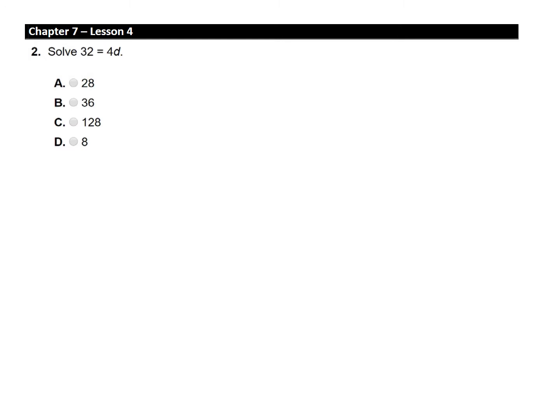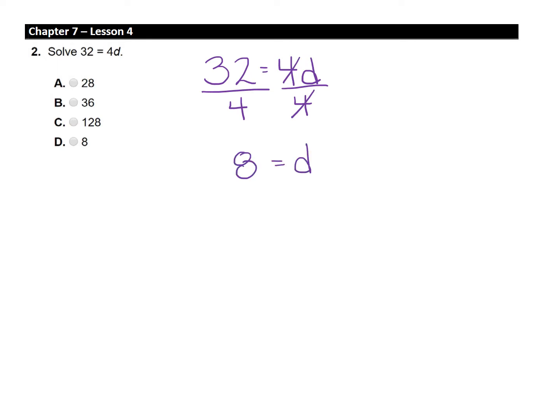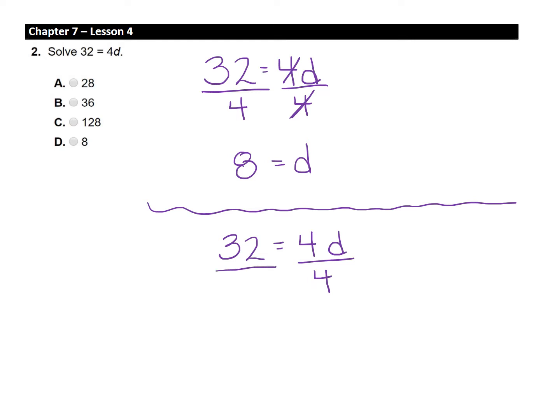Question number 2. Solve 32 equals 4d. We're going to divide by 4 on both sides. And that cancels each other out, and you get d equals 8. Now I want to talk to you about why when I have 4 over 4, it cancels each other out. Okay, so I'm going to go back here. 32 equals 4d. Okay, we divided by 4 on both sides. And it's easy to see that 32 divided by 4 equals 8.